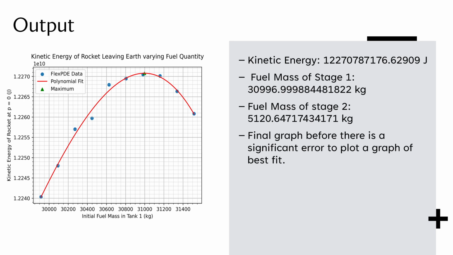So in conclusion, the requirement for fuel mass of stage 1 is 30,996 kilograms, and stage 2 is 5,120 kilograms, giving us a kinetic energy output of 12.27 gigajoules.